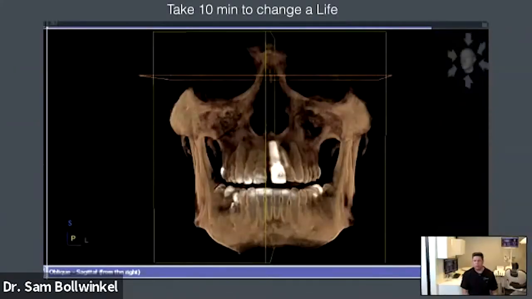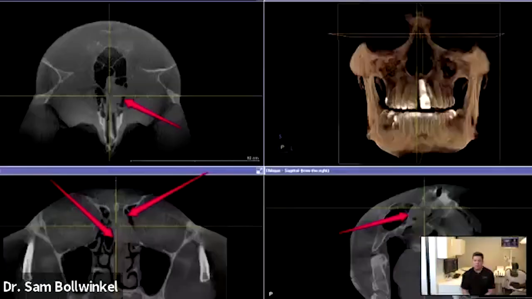This is the 3D rendering that Dr. Timothy was talking about. So 10 minutes to change your life. And this is an image of a patient early on in my 3D career. So this is about 7 years ago. And this showed up on the X-ray. And so as I'm scanning through, I'm going, okay, I have no idea what this is. I send it out for a read. The read comes back and they describe it as some type of pathology.